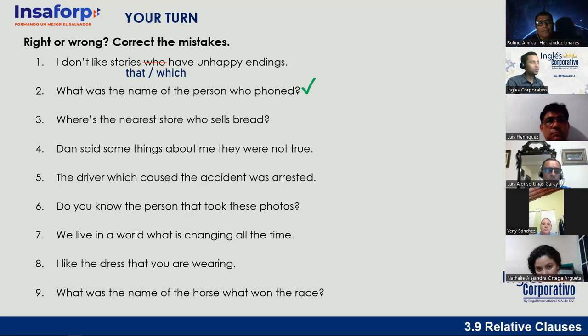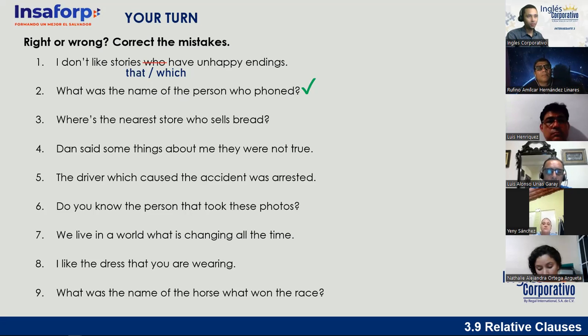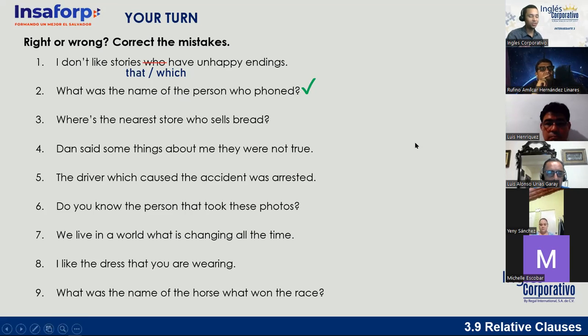Number three, where is the nearest store who sells bread? Is this question correct or do you need to make a change? We have to make a change. You have to make a change, says Michelle Escobar. Okay, Michelle, can you tell me what the change is? Where is the nearest store which or that sells bread? That is correct. Where's the nearest store which sells bread, or where's the nearest store that sells bread? Very good. Thank you, Michelle.